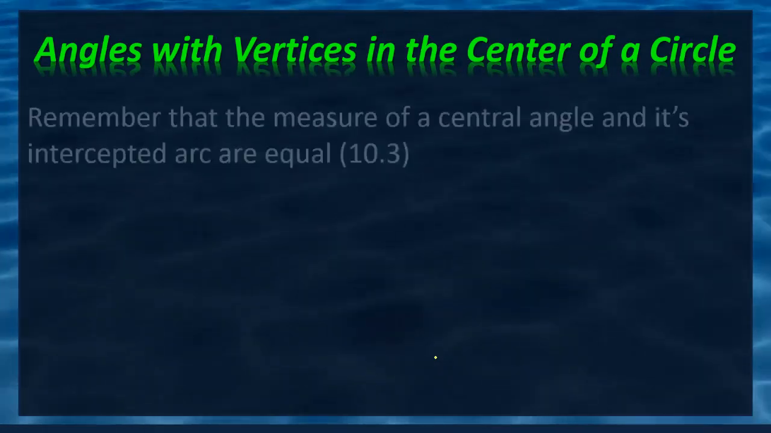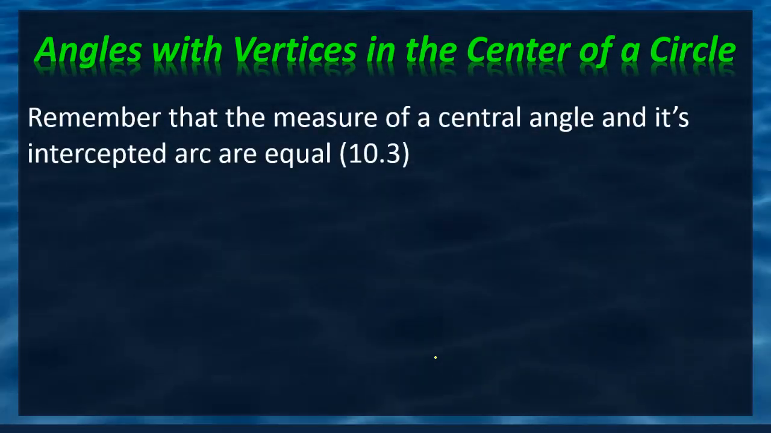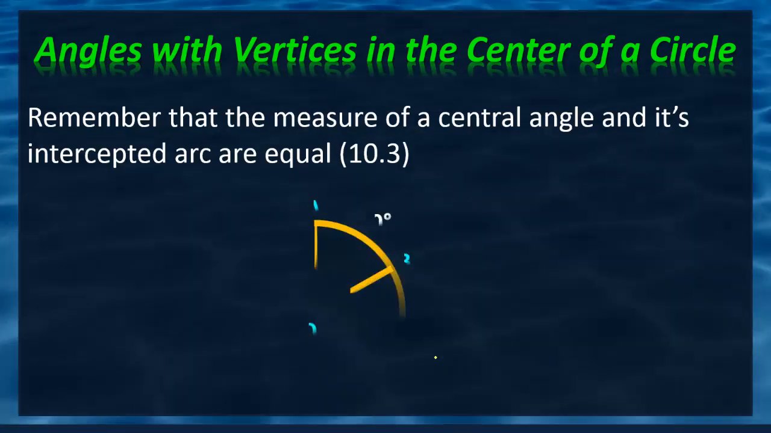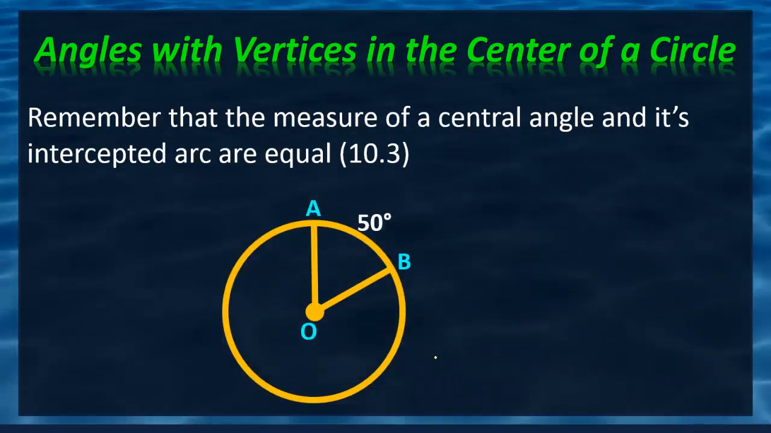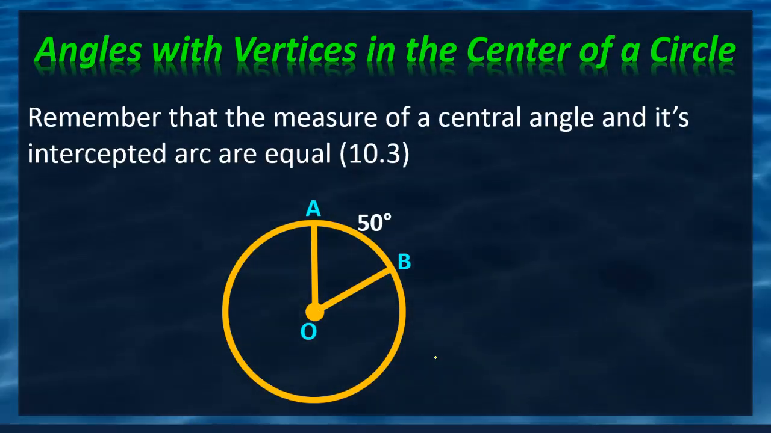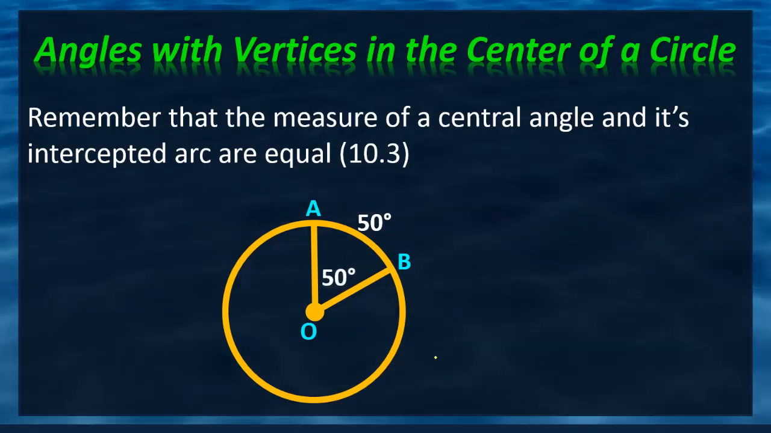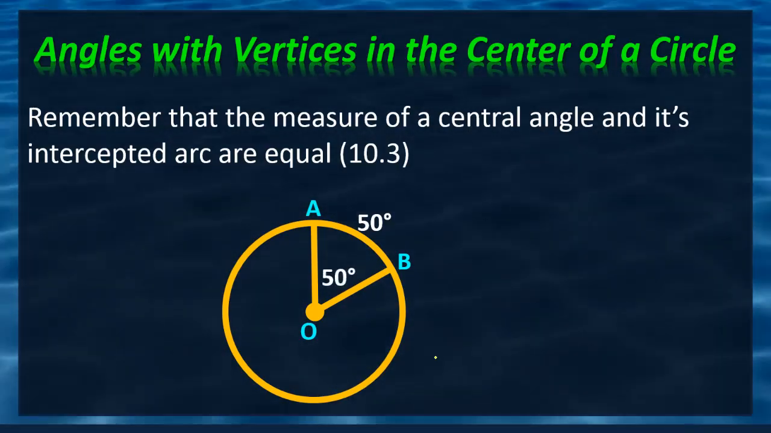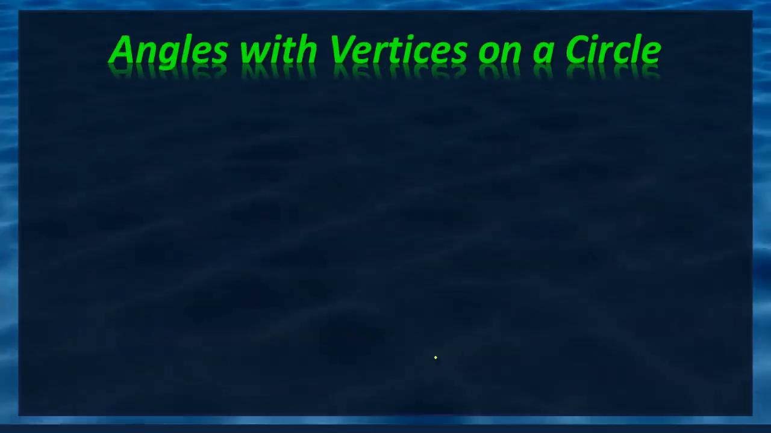This part's going to be a review. Remember that the measure of a central angle and its intercepted arc are equal. So say we have this circle, circle O, and we have arc AB equals 50. Well, if arc AB equals 50, then angle O also has to equal 50, and vice versa. Okay, so that's an easy one. Let's go a little bit harder.